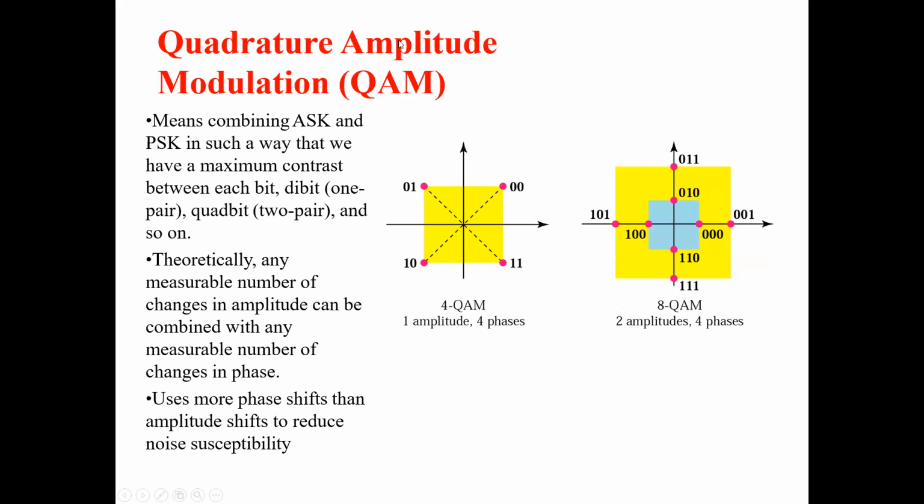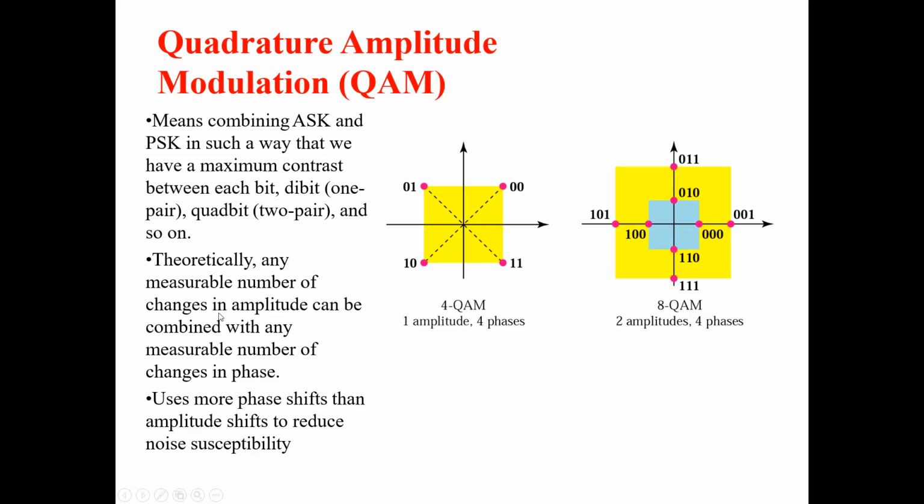Next is the quadrature amplitude modulation. Quadrature stands for the 4. It is the hybrid, the combination of what? Amplitude and phase shift keying in such a way that we have maximum contrast between each bit, dibit 1 pair, quadrabit 2 pair, and so on.